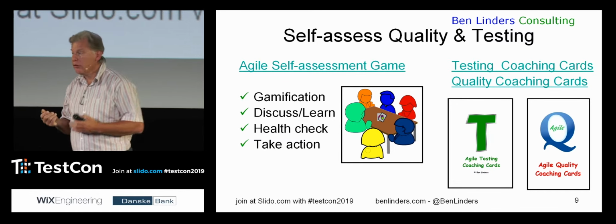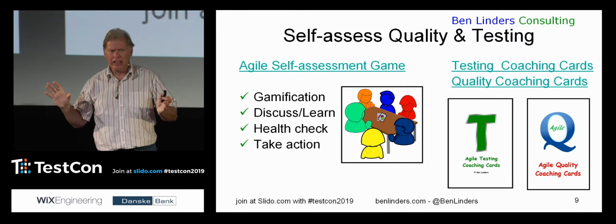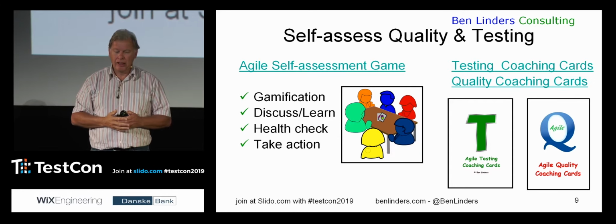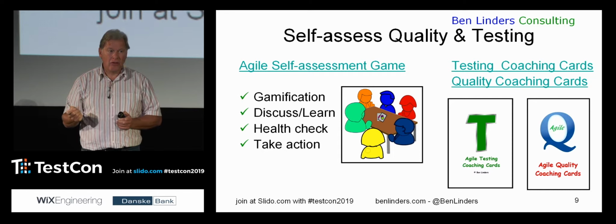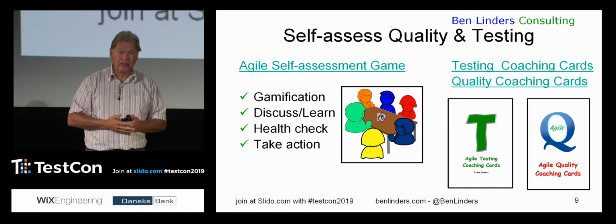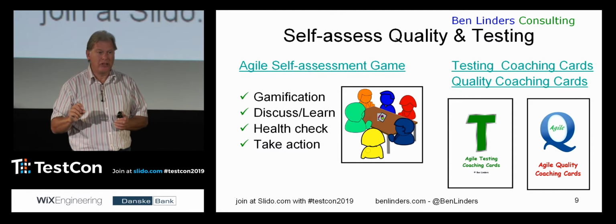And teams can still use this as a kind of health check. So they can see, okay, how are we doing in different areas and what would be the area to improve. They can also pick out just one topic and work on that. They can share experiences among teams in these discussions. So there are many different ways right now that these games, what I call the agile self-assessment game, can be used.